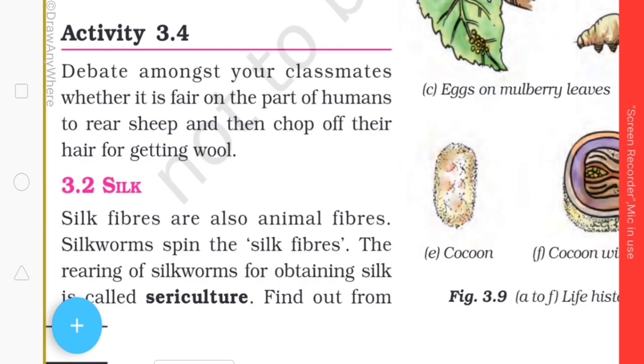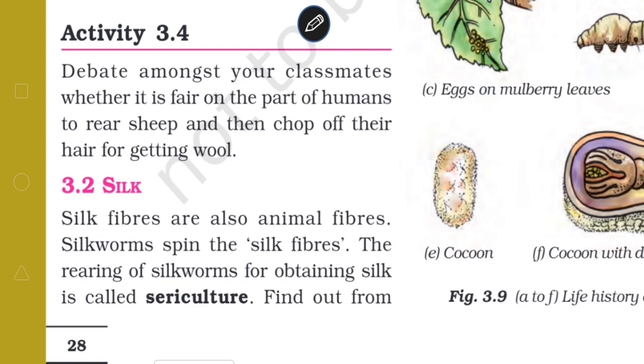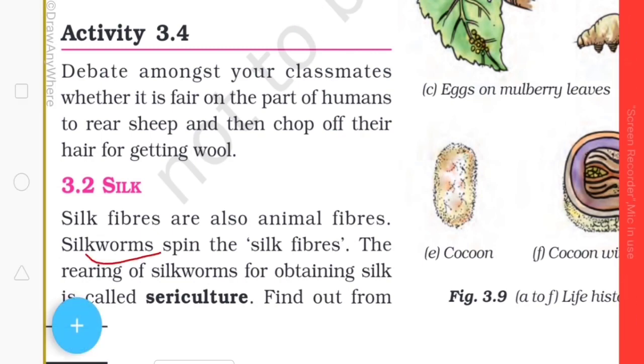So what is silk? Silk fibers are also animal fibers. We get silk from where? From the silkworm. Silkworms spin the silk fibers. That means we get silk fibers from silkworms. The rearing of silkworms for obtaining silk is called sericulture.